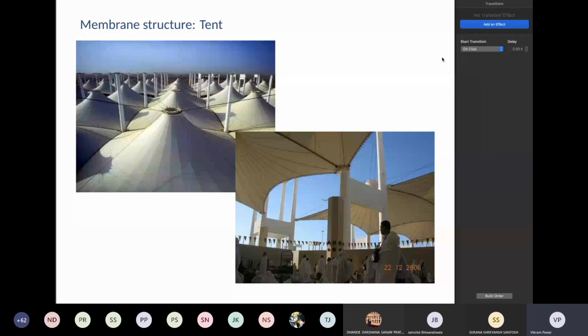Anyway, so what I was showing was this. This portion of it can be considered as membrane, but there is definitely a cable over here. On the whole, this is a combination. Though these are cables, this is not a cable net structure. I'll show you what a cable net structure is. This will be classified as a membrane structure only, but with reinforcements.